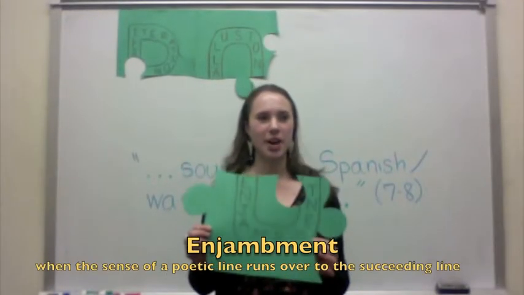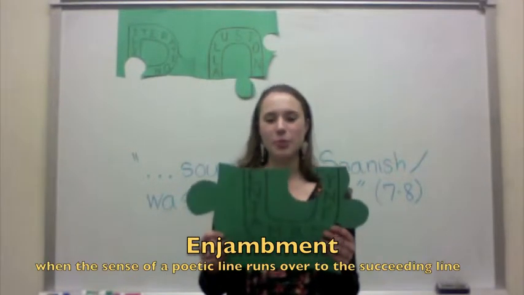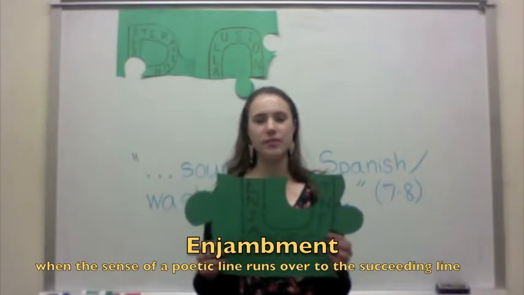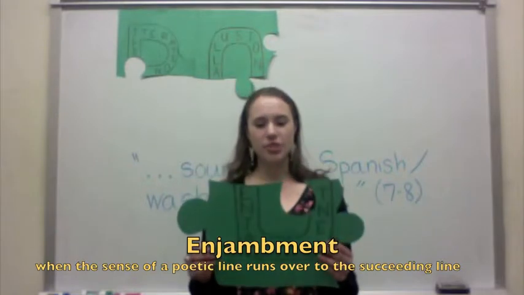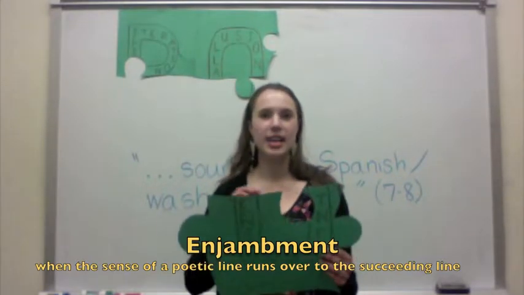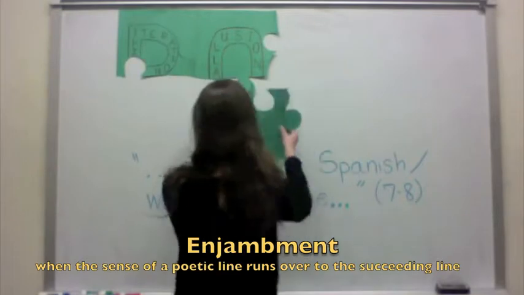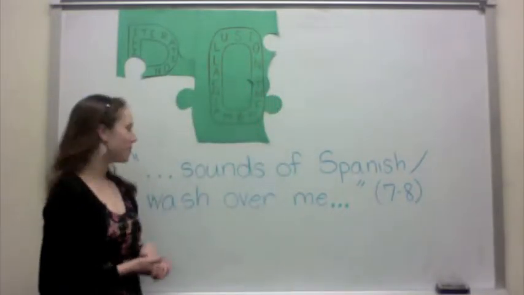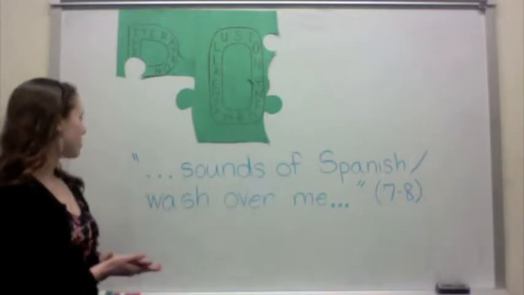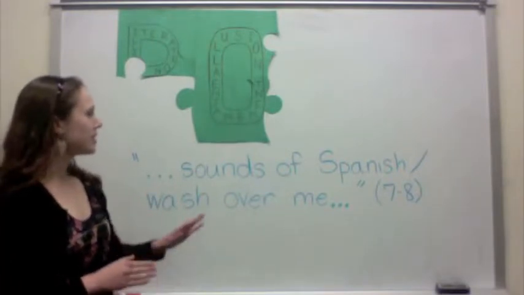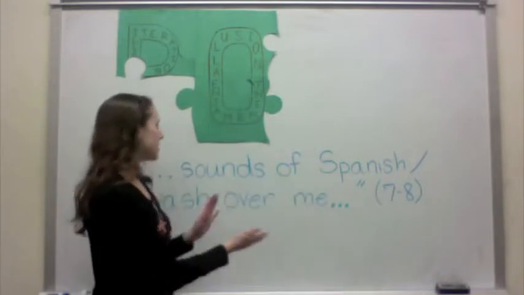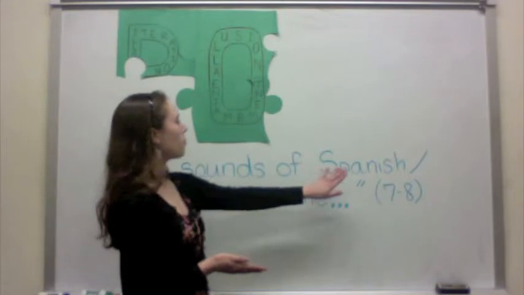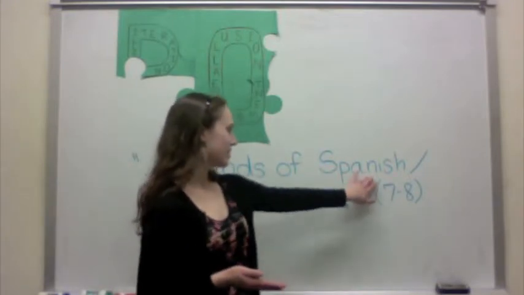The next term that we're going to be talking about is enjambment. Enjambment is the breaking up of a sentence over the course of multiple poetic lines in order to emphasize the importance of certain words. Enjambment contrasts end stop, which is when a sentence ends at one line. In the poem, we have an example of enjambment right here. "Sounds of Spanish wash over me." As you can see, Spanish is the end of the line, but the sentence isn't over until the next line. So it lets us emphasize and question why the author decided to break up the sentence like this.